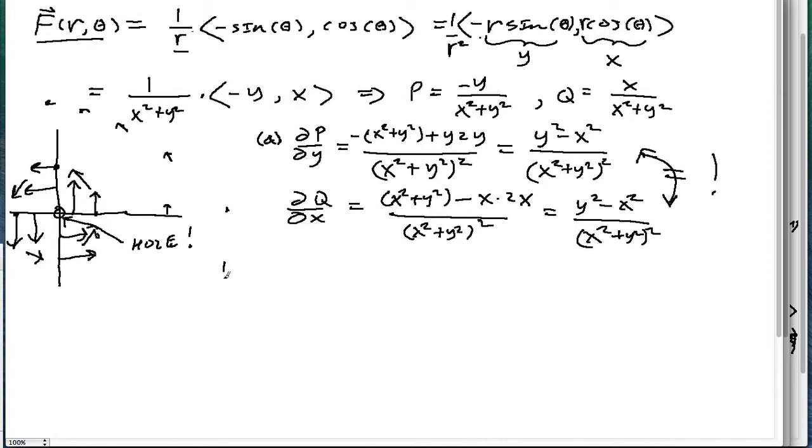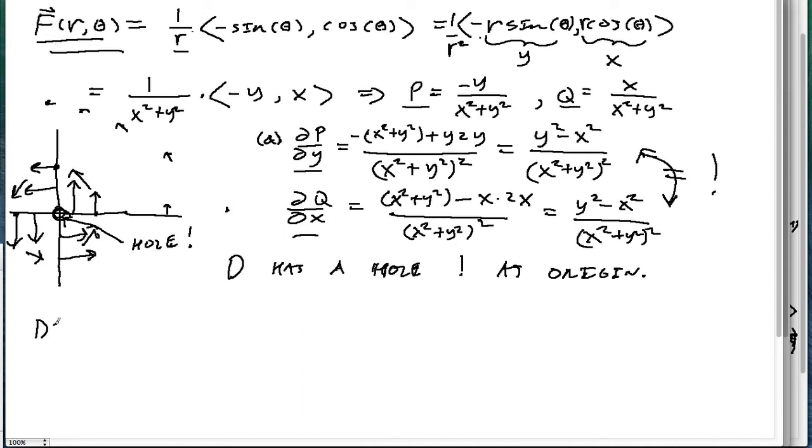But remember, D has a hole at the origin. So these derivatives won't be defined on that hole. The function itself isn't defined at the origin, so there is a hole. So our D, if you want to write it, will be the entire plane, but we're going to have to excise the origin. We'll have to cut it out, so to speak.